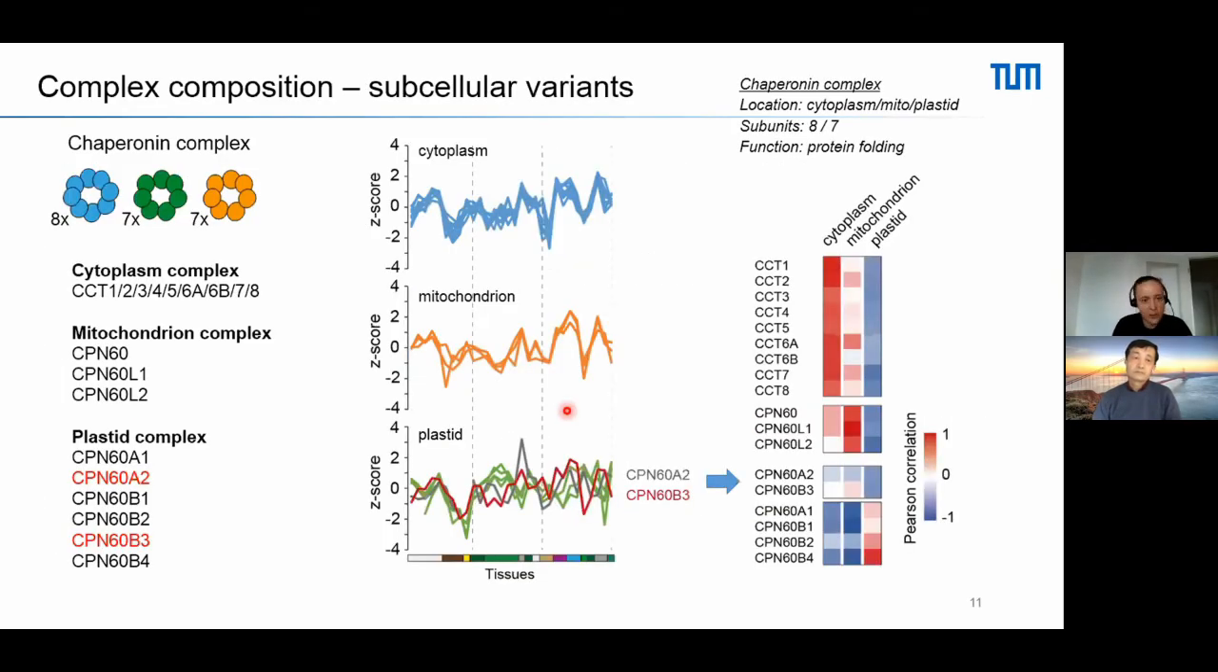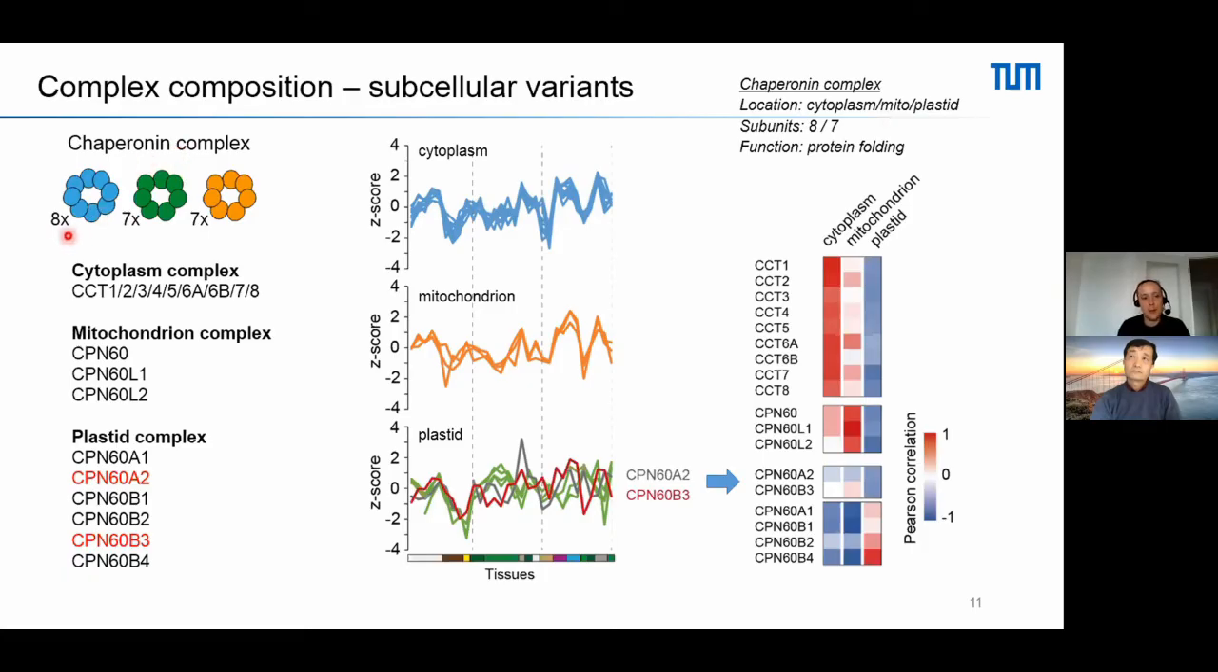So going even one step further, you can not only have different subunits, but you can also have different versions of a complex which act in different cellular compartments. Here is an example of the chaperonin complex. The chaperonin complex is required for protein folding in Arabidopsis plants and also in other organisms. And here we have a version of the complex which is located in the cytoplasm, one version in the mitochondrion, and one in the plastid.